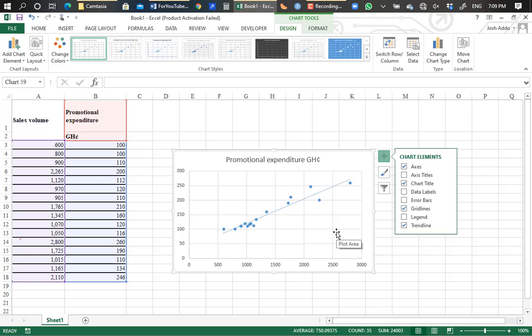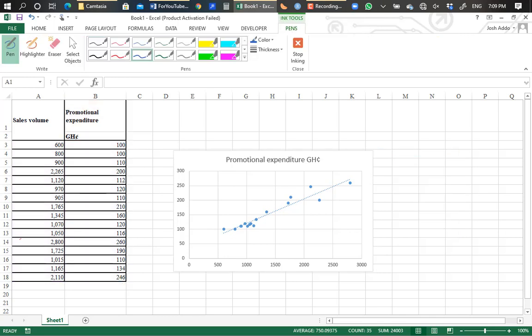dependent variable. We were able to establish that the sales volume is the dependent variable, and traditionally the dependent variable labeled as Y, sales volume, is put on the vertical axis, and this is the promotional expense or expenditure.